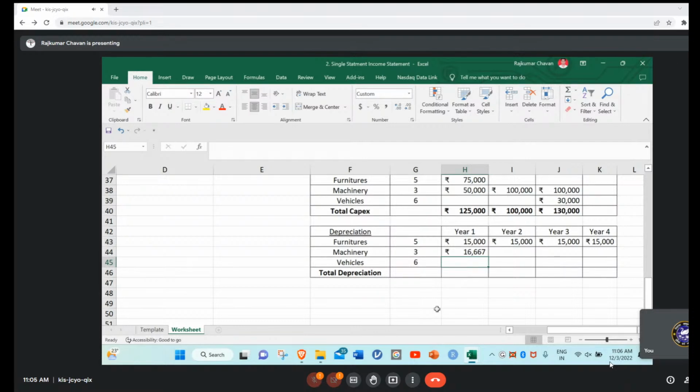But next asset in the second year, we purchase 1 lakh rupees of asset. That will be for another 3 years. Next, in the fourth year, we purchase one more asset of 3 years. Again, it will be for how many years? 3 years. So now let us calculate the value for this one.